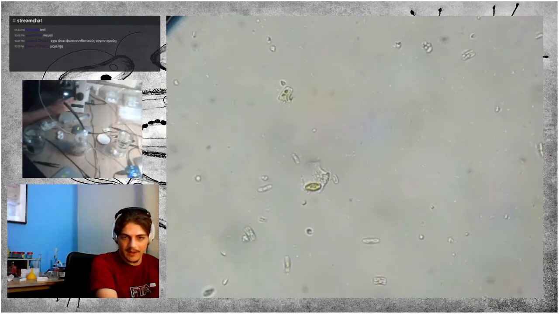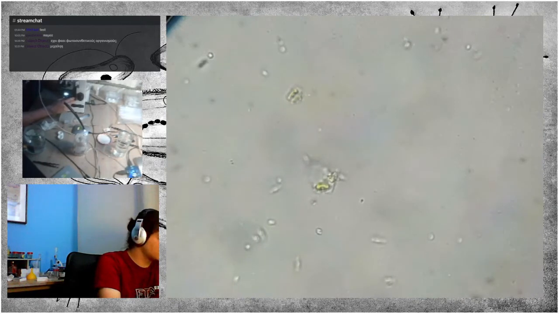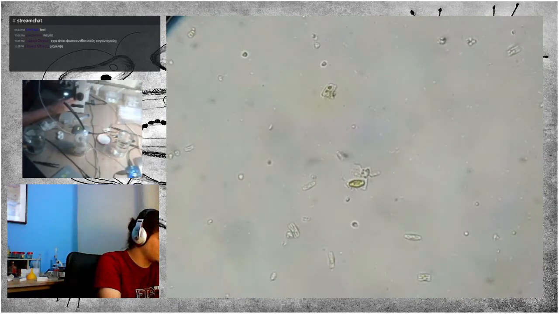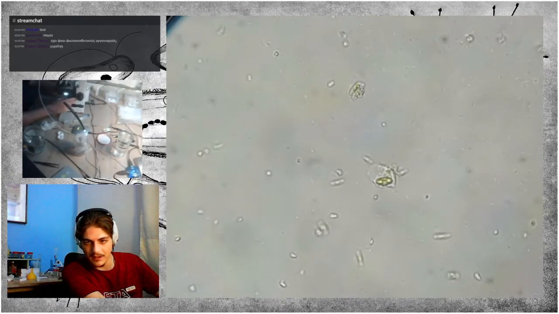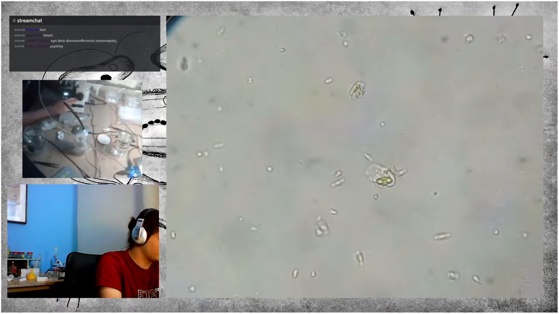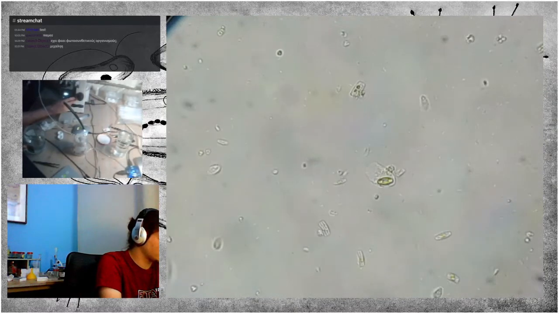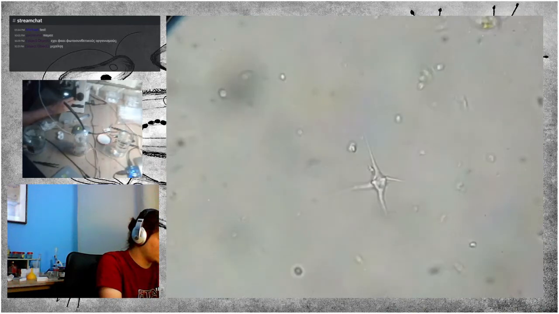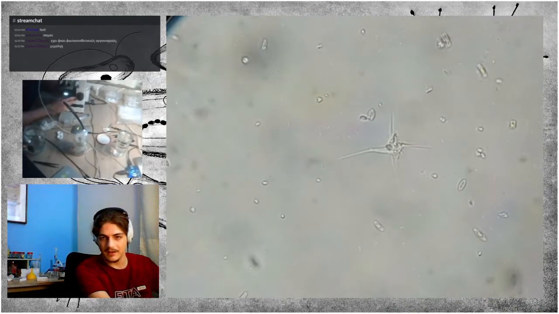This amoeba is currently eating a diatom, the golden thing that you can see. It just engulfed it. Oh, that is something I have never seen.